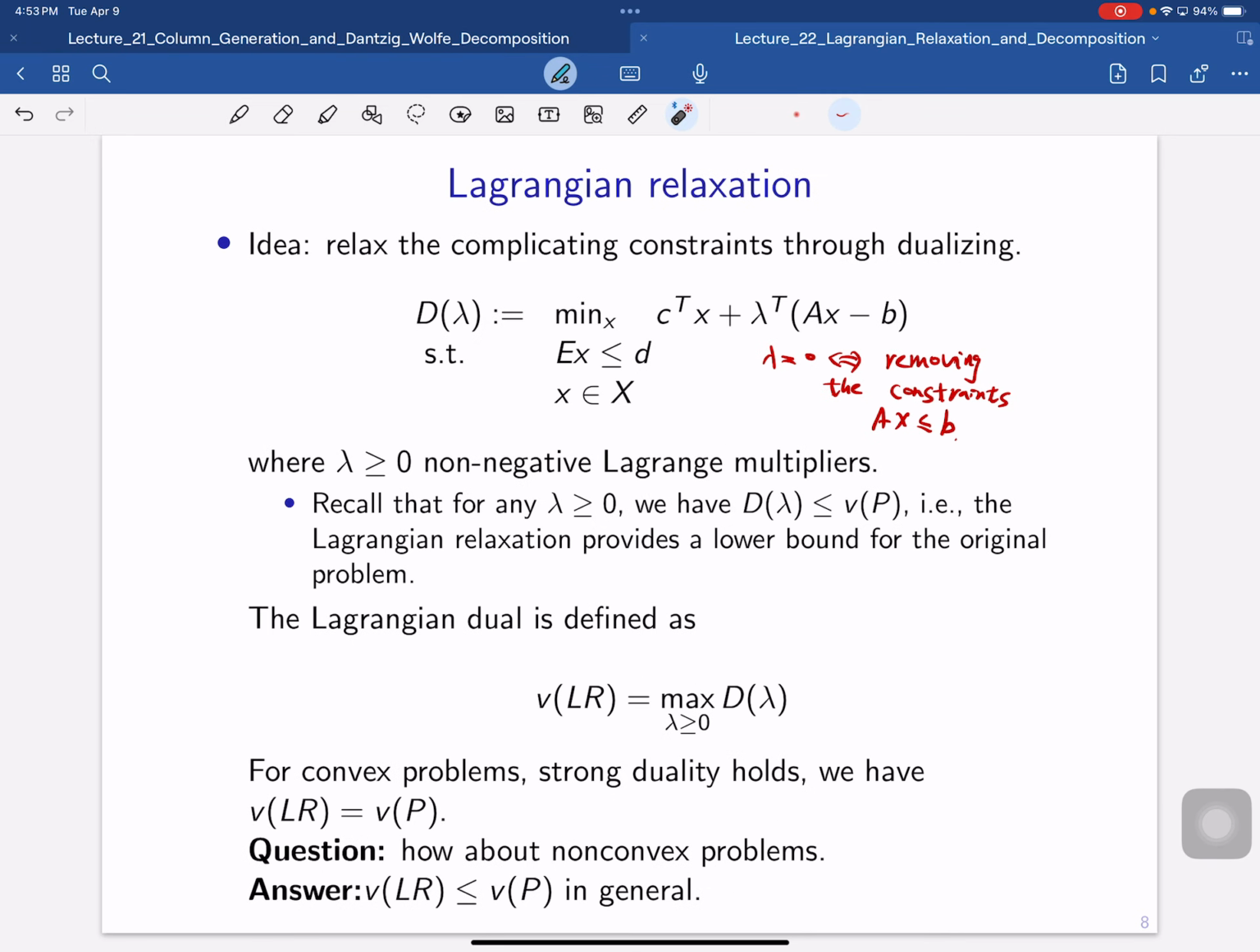But maybe pause here to ask if the definition of the Lagrangian relaxation is clear. You dualize a complicating constraint, which gives you a lower bound, and then the Lagrangian relaxation is to find the tightest lower bound possible from this dualization.